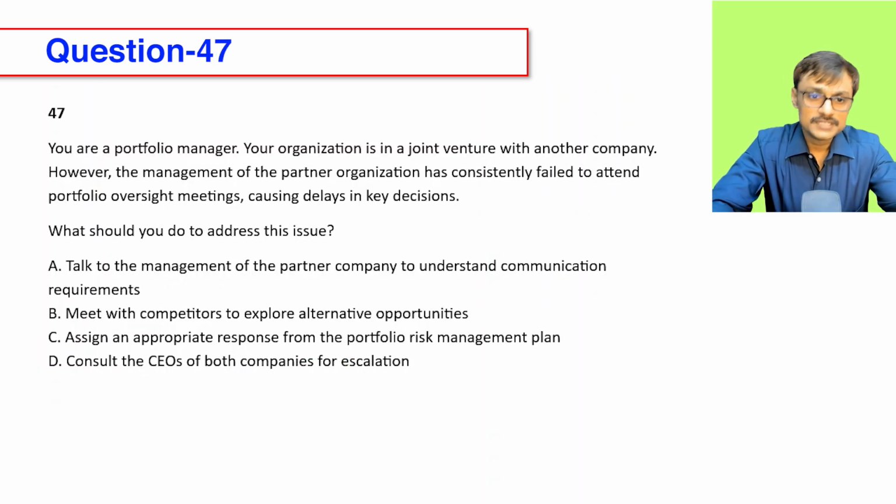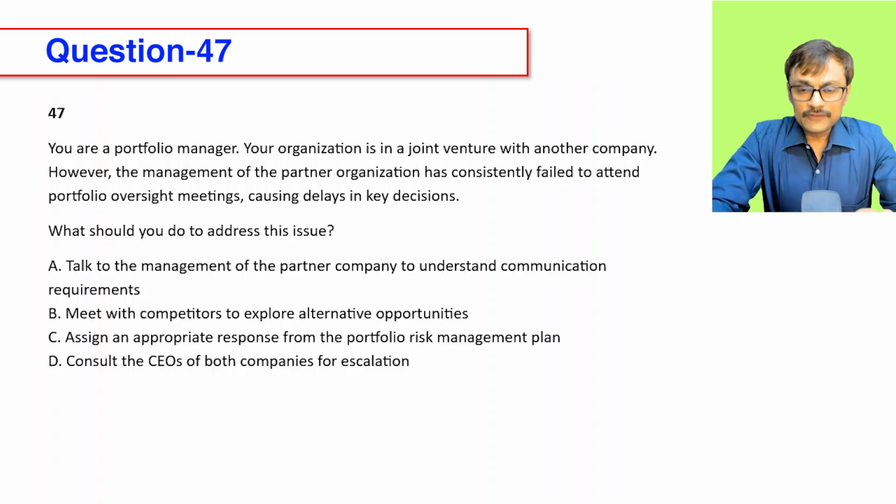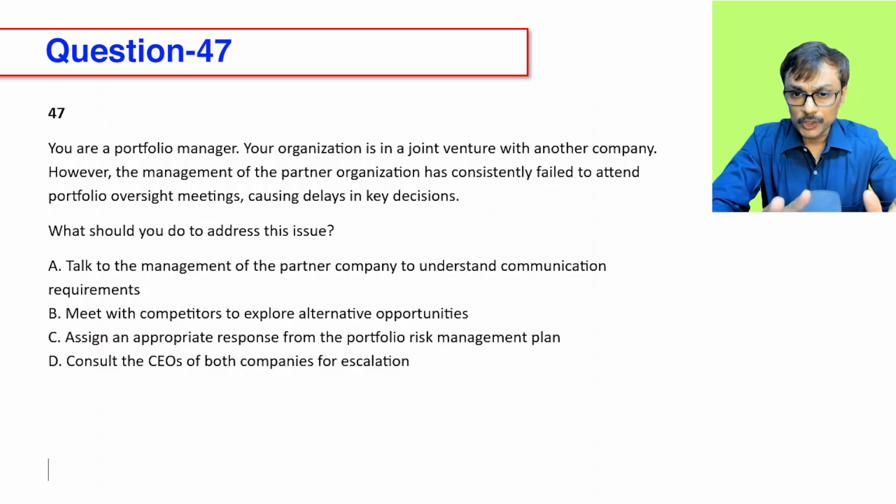Yeah. Question number 47. You are a portfolio manager. Your organization is a joint venture with another company. However, the management of the partner organization has consistently failed to attend portfolio oversight meetings, causing delays in key decisions. What should you do to address the issue? Yeah. So in a way, it's a stakeholder engagement issue. Some stakeholders who were expected to do some type of activity are not doing it. And the question also indicates they are senior stakeholders.